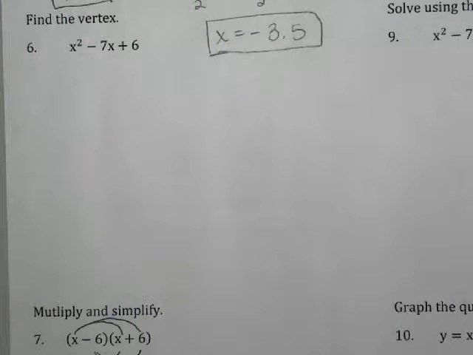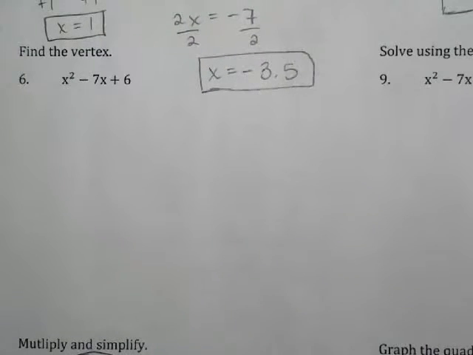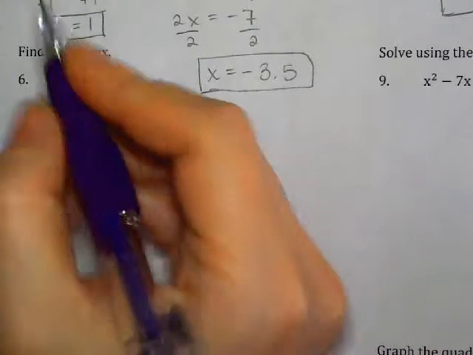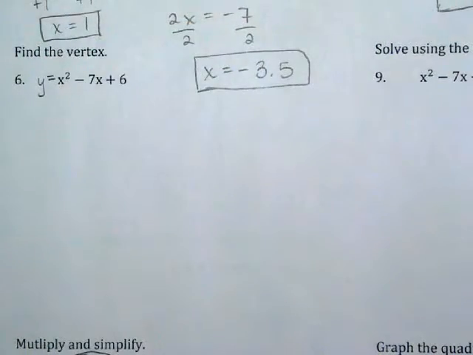So we are going to finish this up by doing 6, 9, and 10. The reason I'm doing these three together is because they all have to do with finding parts that we need to graph. So this, by the way, on number 6 should say y equals x squared minus 7x plus 6.